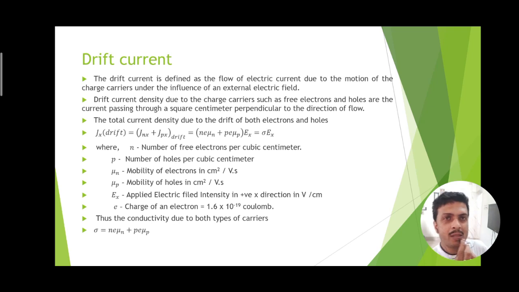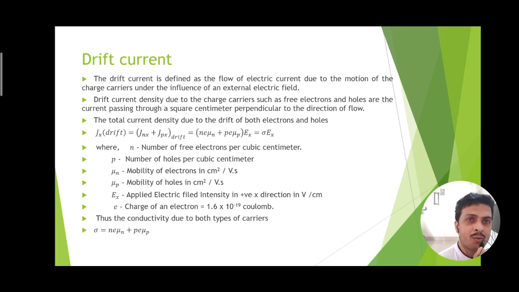We will first discuss drift current. The drift current actually occurs due to the presence of an electric field, when the charge carriers under the electric field are influenced and move from one place to another place. So the drift current can be properly defined as the flow of electric current due to the motion of the charge carriers under the influence of an external electric field. Here the charge carriers could be holes or electrons.